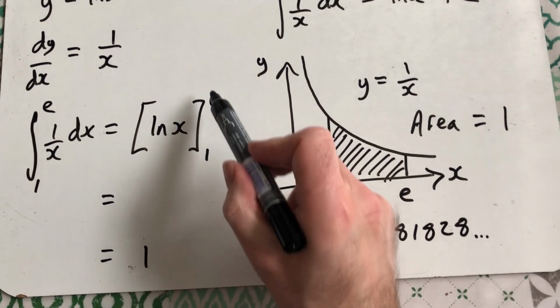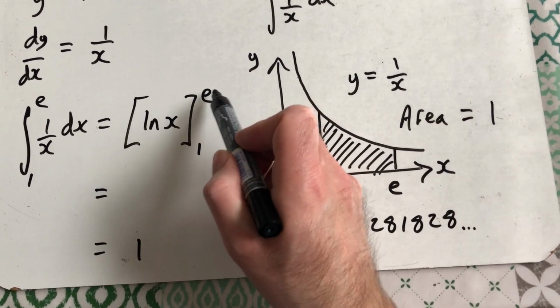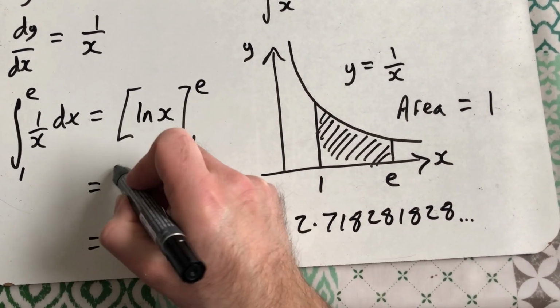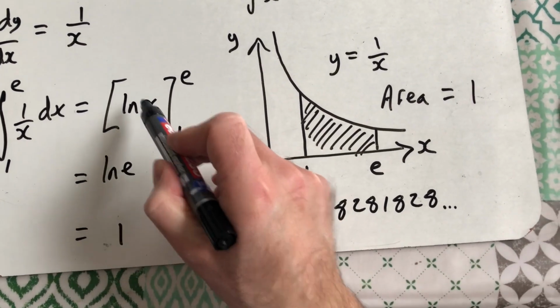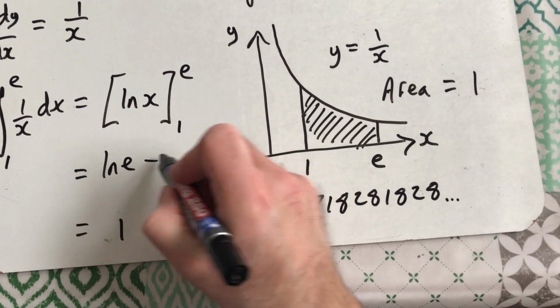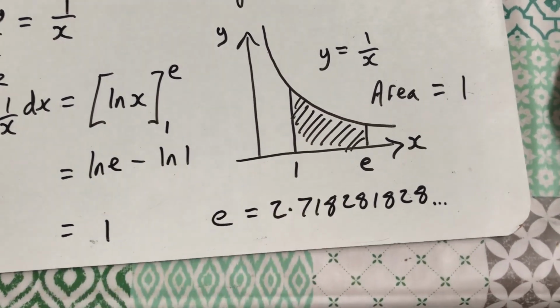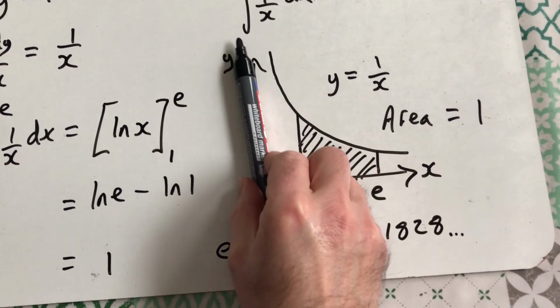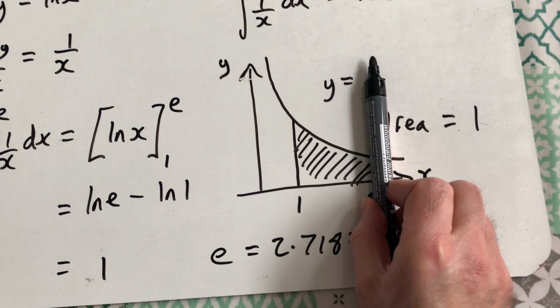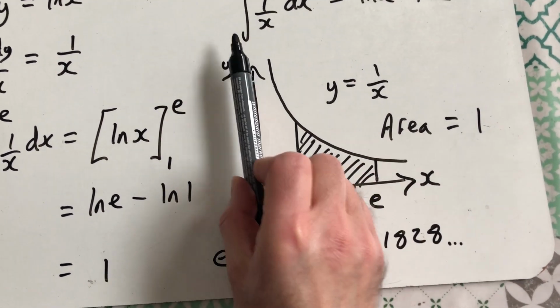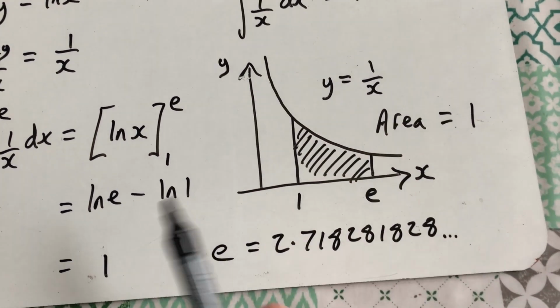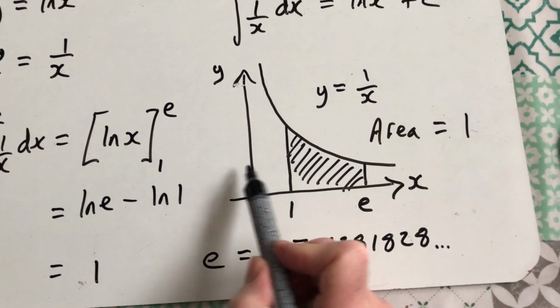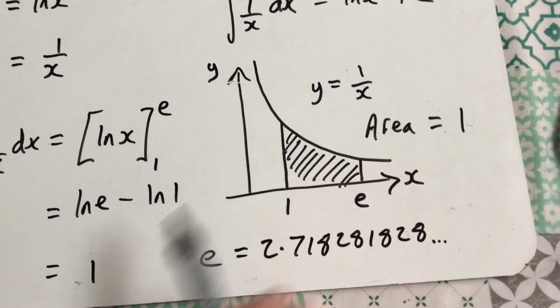Because when you substitute in each of these limits one at a time, you do the top one first. So you do natural log of e, and then you substitute in the bottom one and take the difference, natural log of 1. Why do you take the difference? Because basically the first one gives you the area from the y-axis up to that point, and then the second one gives you the area from the y-axis up to that point, and then obviously if you just want the shaded area, you do all the way up to there, subtract to there, okay?